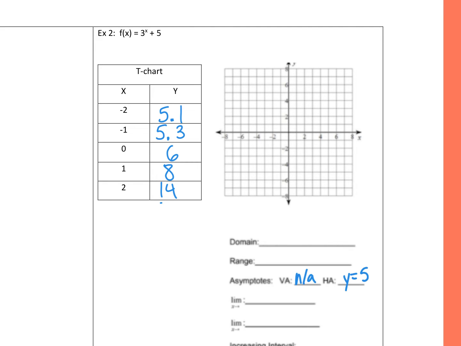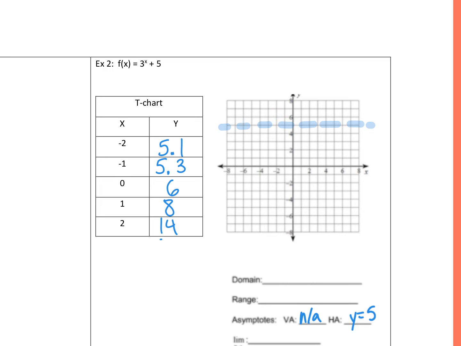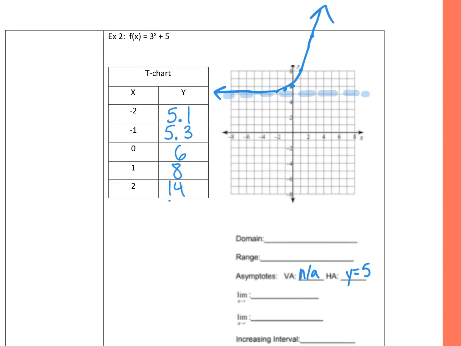Nope. All right, so just before I graph this, sometimes I like to go ahead and graph the asymptote before I start graphing the line, just because that helps me to visualize. You don't have to, but that's what I do. Negative 2, 5.1, then we got 5.3, 6, 8, and then it looks like this is going to go off my chart a little bit, which is fine. And it should look like this. Raise your hand if you got that one graphed. Good deal. Okay, awesome, everybody.